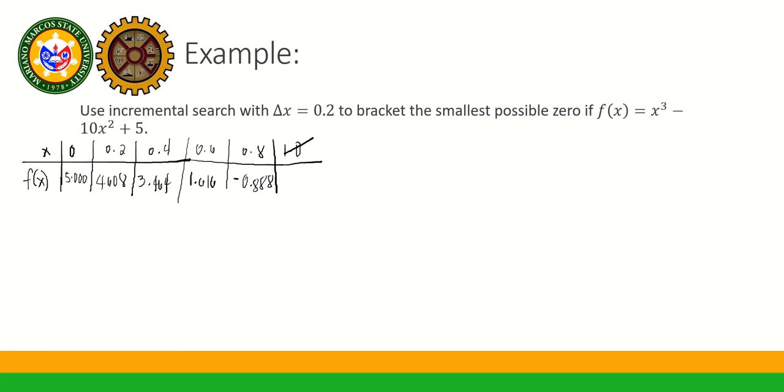So, okay. So, from the sign change of f of x, we can conclude that the smallest possible zero lies between x is equal to 0.6 and x is equal to 0.8. So, that is how you do the incremental search method. Okay? So, that's method number 2 in bracketing methods.